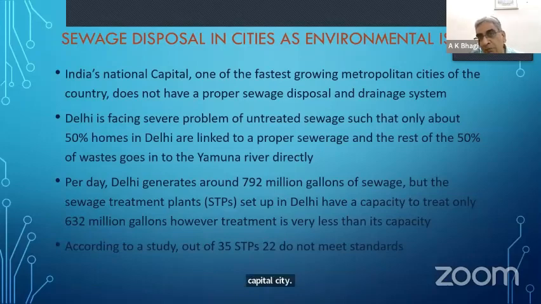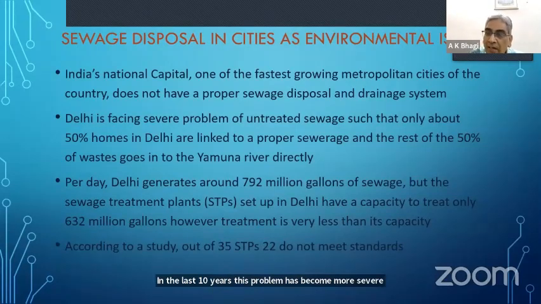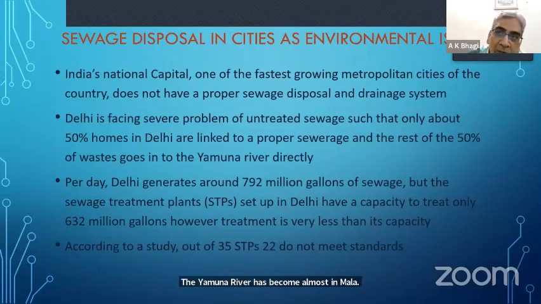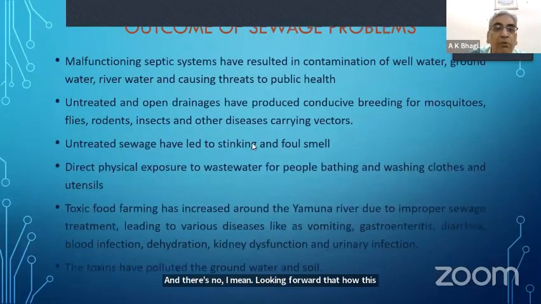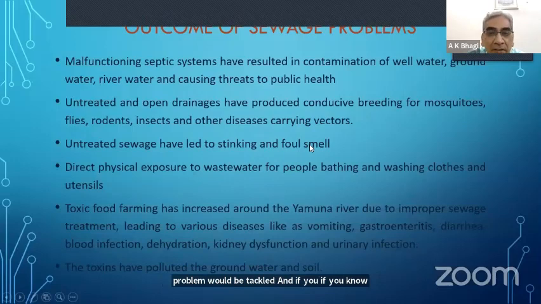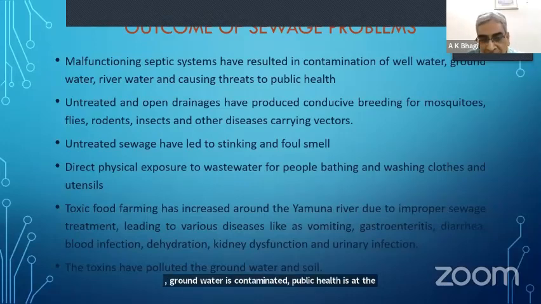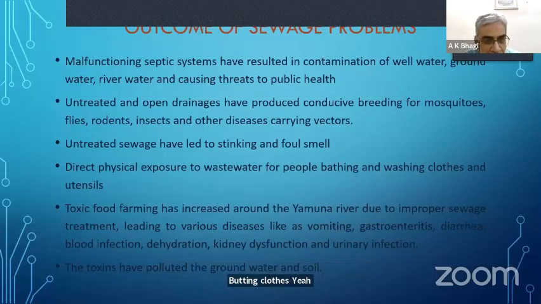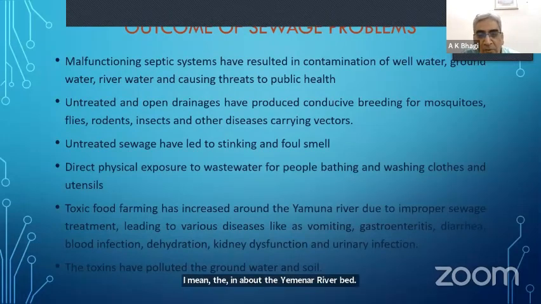In the last 10 years, this problem has become more severe. The Yamuna river has become almost a nala. And there's no looking forward to how this problem would be tackled. All this is causing contamination of well water, groundwater is contaminated, public health is poor, mosquitoes are breeding, rodents are coming, untreated sewage leads to stinking, foul smell, bad exposure, toxic farming around the Yamuna river bed. There's gastroenteritis, diarrhea, dehydration, kidney dysfunction, urinary infection, and water is getting polluted, the soil is getting polluted, and whatnot.